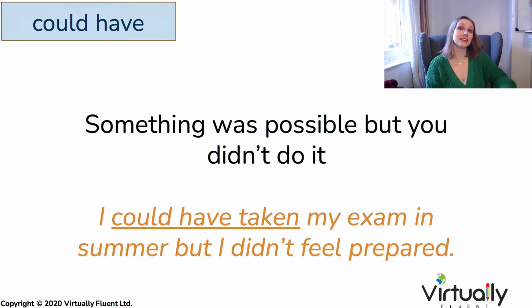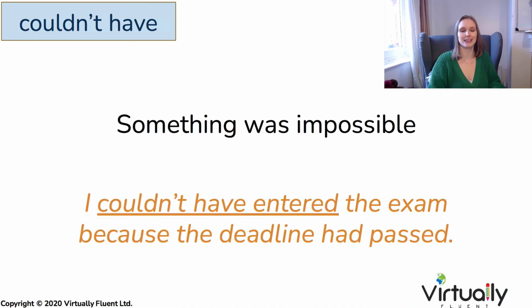Could have means that there was a possibility, there was an opportunity to do something in the past, but you chose not to do that. For example, I could have taken the exam in summer, but I didn't feel prepared. Couldn't have, on the other hand, means that something was totally impossible, very similar to can't have. I couldn't have entered the exam because the deadline had passed.